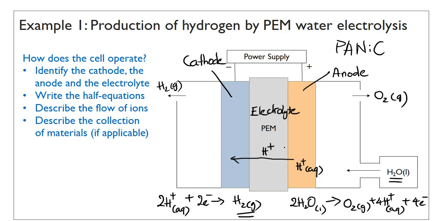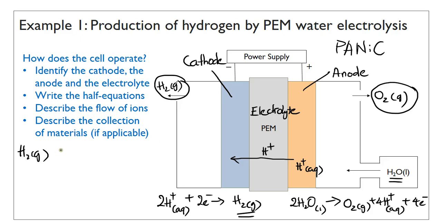The last thing you need to do is to describe the collection of materials. So I think you can clearly see here the products are hydrogen gas and oxygen gas, and they are collected or they come out from different output channels, if you will, and you can have an actual tank to collect them. So H2 gas. Oxygen gas is going to be considered a byproduct in this case, so it's not the sole purpose for the cell's existence, but it is a useful product that you can collect as well. So it is a byproduct.